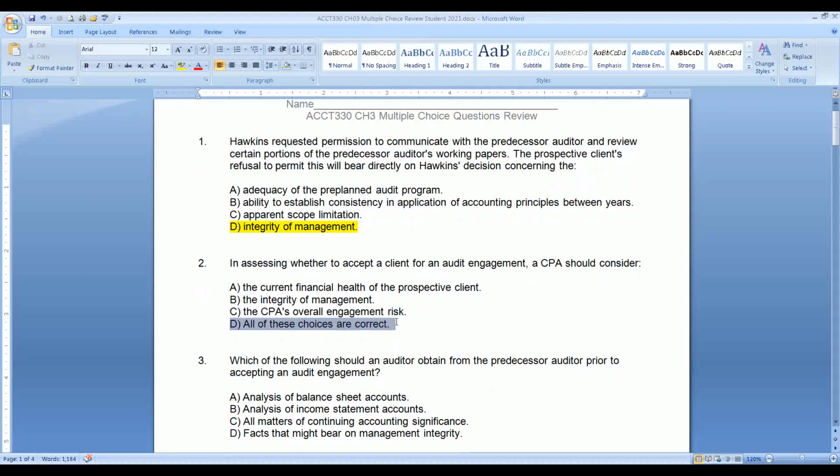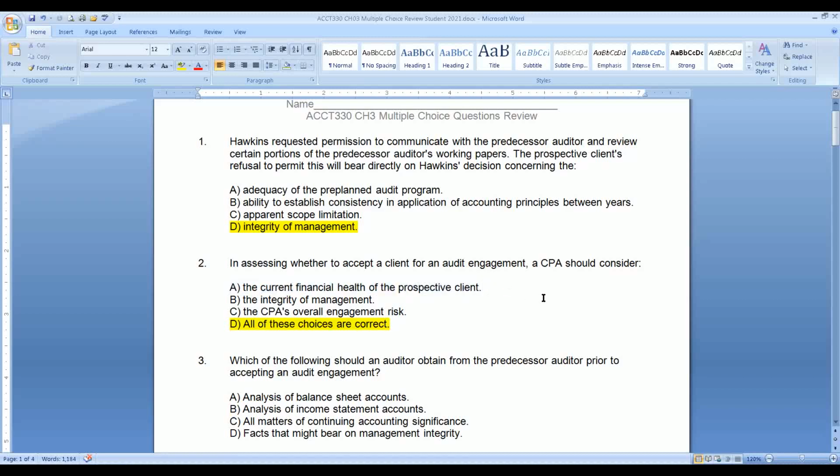Yep, D, all of these. And here's another one where answering any one of these is not incorrect. But remember the CPA exam, I think I told you guys this, you look for the best answer, and the best answer is all of these. This one, I don't think we've talked about this.